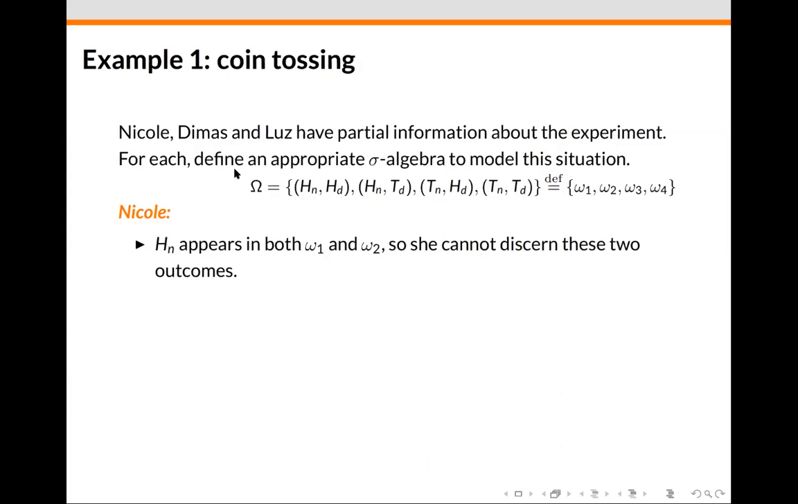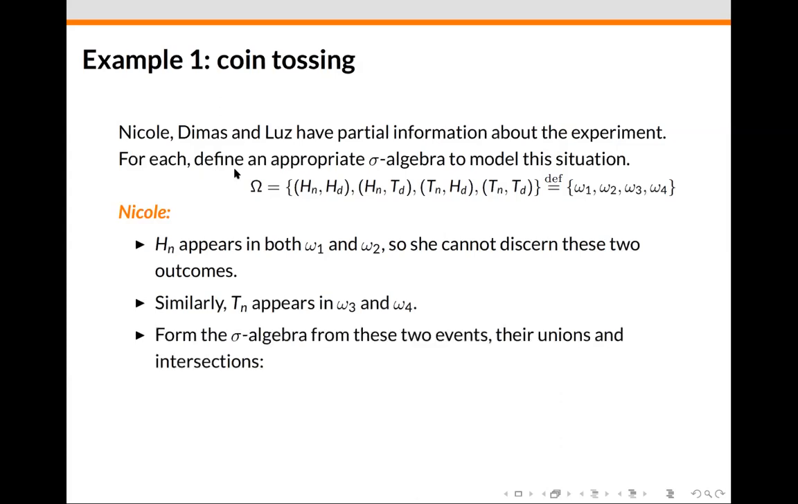From the perspective of Nicole, the heads in the nickel appears in both outcomes, omega 1 and omega 2, as we have seen. So she cannot really distinguish between these two. And similarly, the tails appear in omega 3 and omega 4. So in order to form a sigma algebra, we go onto the properties. We know that the empty set has to be there. So there it is, the empty set.